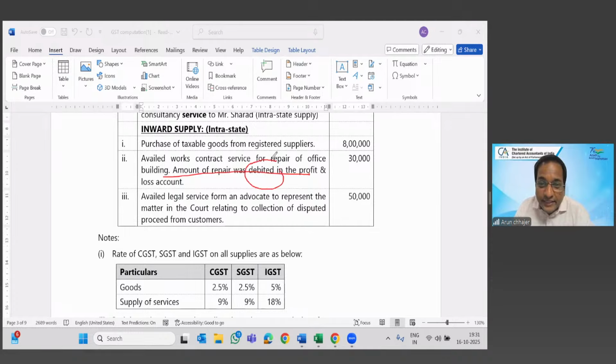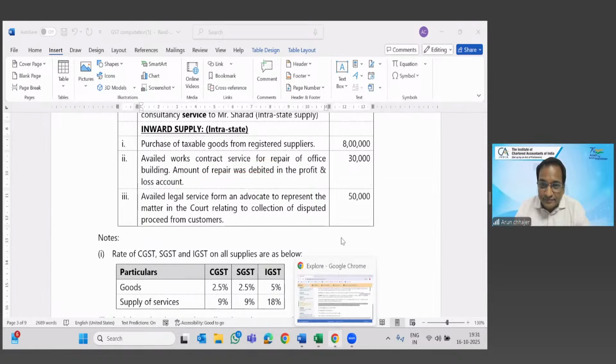Is it capitalized or debited to the profit and loss account? क्या लिखा हुआ है क्वेश्चन में? Is it debited to the profit and loss account or capitalized? Answer is debited. Sir, you remember we have discussed, let me show you that on the screen also, that particular section.